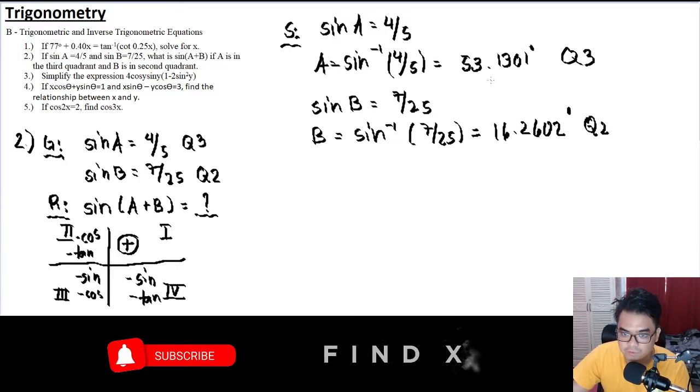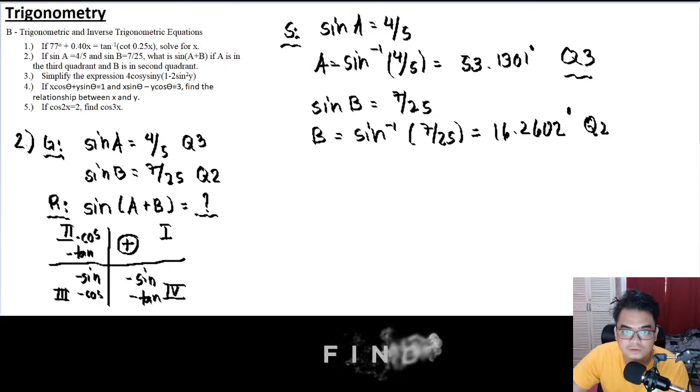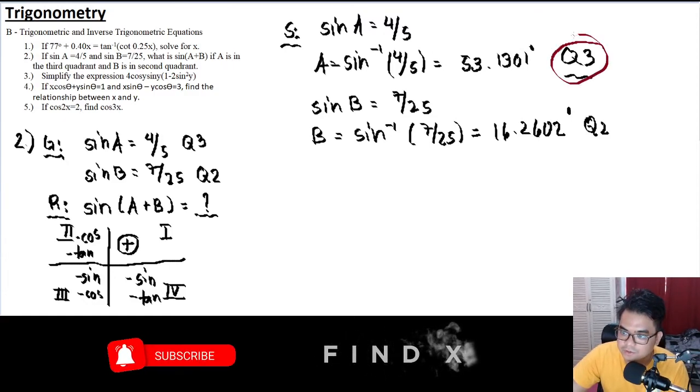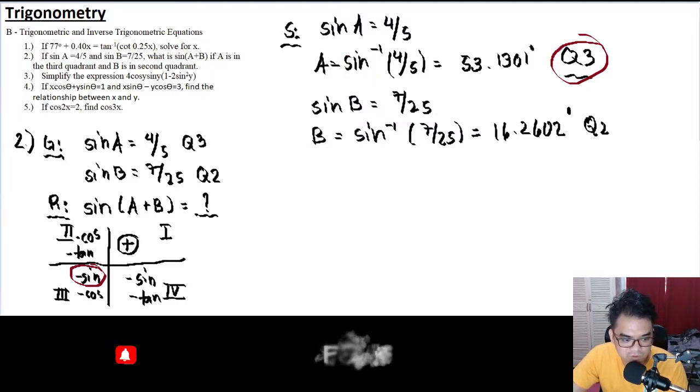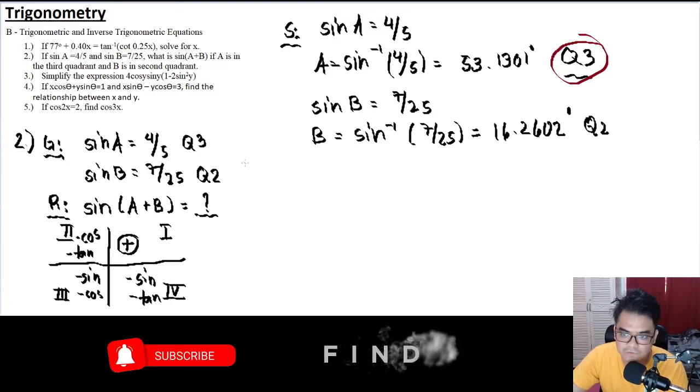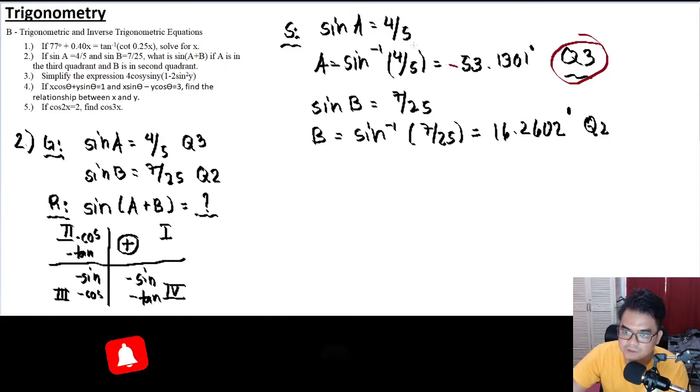As you can see, in the third quadrant we use sine, right? And in the third quadrant, sine is negative. Therefore, this 53.13001 should be negative. Okay? It should be negative.